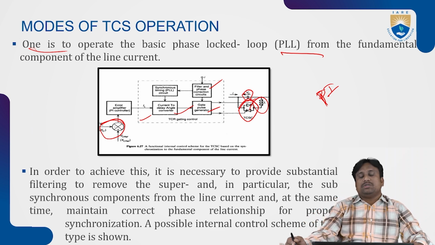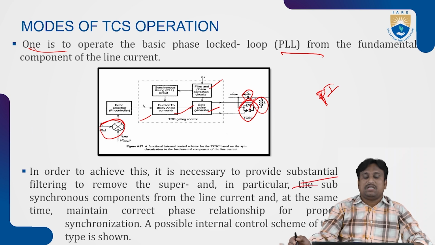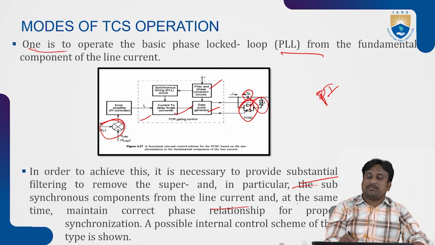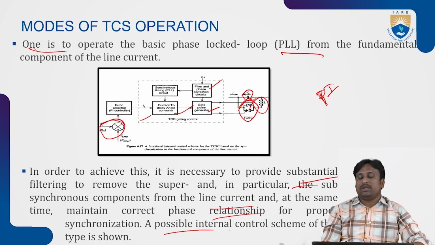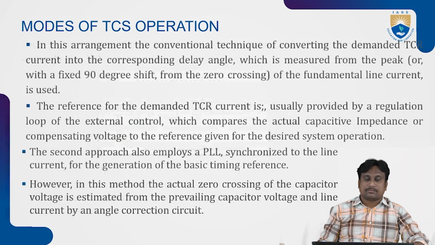So in order to achieve all these aspects, it is necessary to provide substantial filtering to remove the super and subsynchronous components. This is from the line current, and at the same time we will maintain the correct phase relationships for proper synchronization. So a possible internal control structure is supposed to be derived to make the circuit operation free.